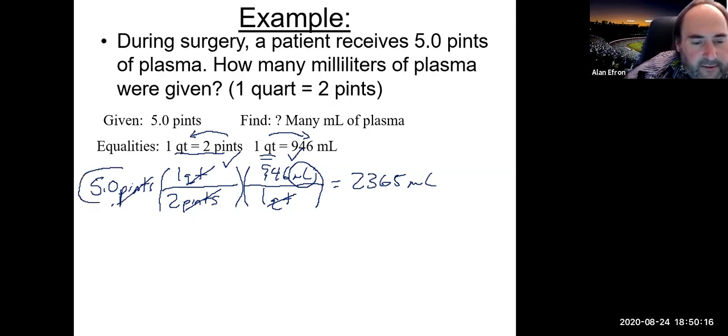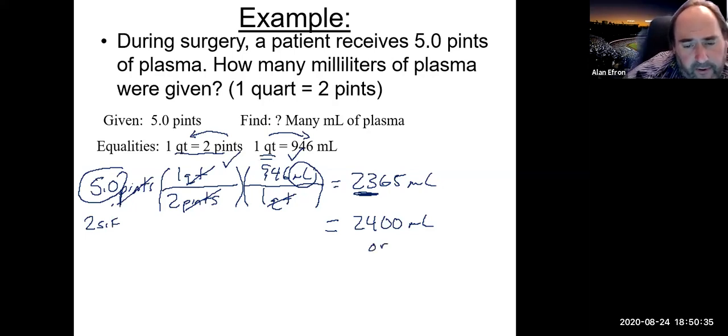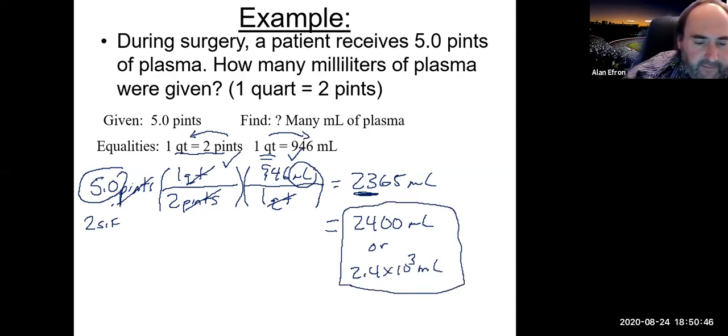5.0 has 2 sig figs, which means technically this should end up at 2 significant figures, which means the correct answer should be 2,400 milliliters, no decimal written, which would be 2 significant figures, or 2.4 times 10 to the 3 milliliters, which would also be 2 significant figures.